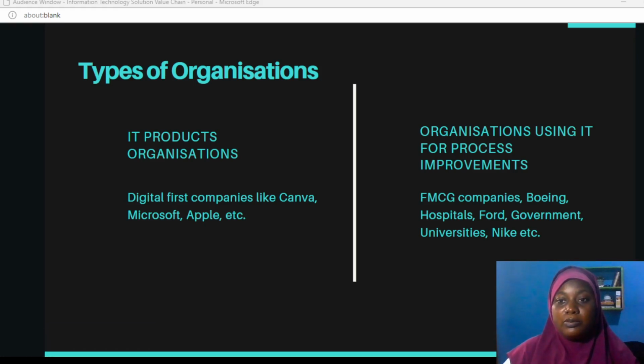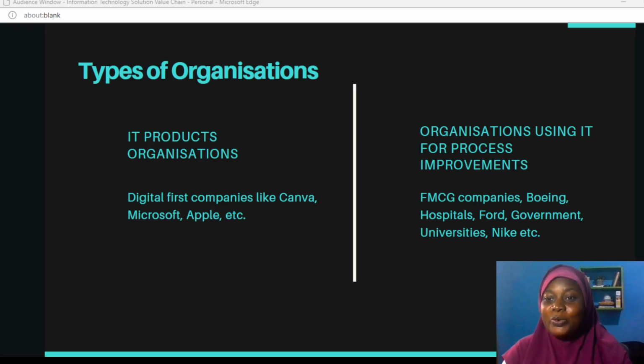Okay, so now you've understood the different types of organizations, and a lot of organizations are in between. A lot of organizations are on this side. So a lot of organizations use information technology for improving their processes, and sometimes they also decide to build this product in-house. Sometimes they decide to because there is proprietary software.